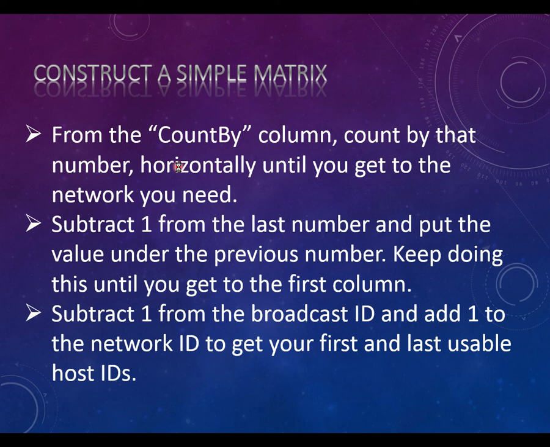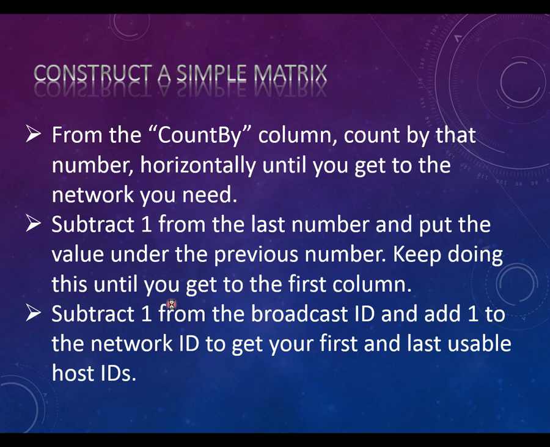If you are trying to find a particular address in a particular network, then you just go one past that network, which we'll see in a moment, and then you'll be able to create those subnets. Now we subtract 1 from the last number that you have in your row and put the value under the previous number, and you keep doing that until you get back to the first column. This gives you your broadcasts and your network numbers. Let's see how this actually looks.